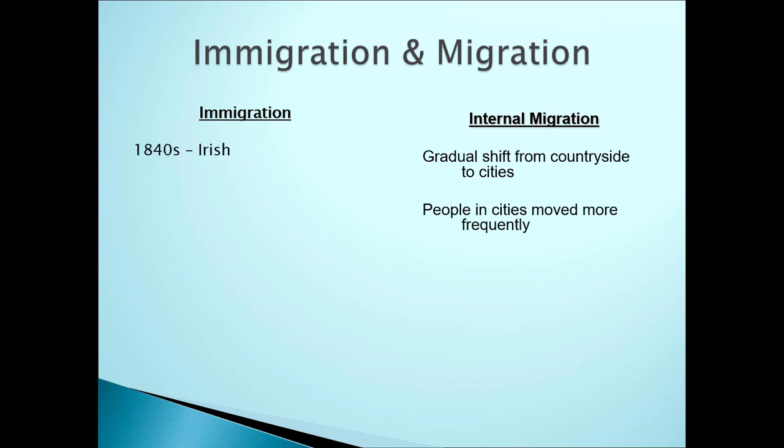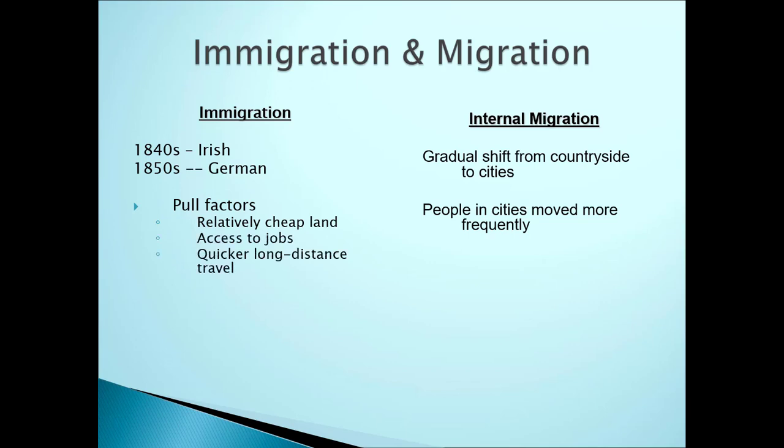Immigration: in the 1840s, the Irish; in the 1850s, the Germans. And what pulled these people in? Relatively cheap land, and even the thought of gaining land like it did 100 years ago, the idea of having my own land, access to jobs in the cities, quick long-distance travel. You can get from one coast to the other in just a matter of a few days. And political freedom. We don't have a king to tell us what to do. We can vote for our leaders.